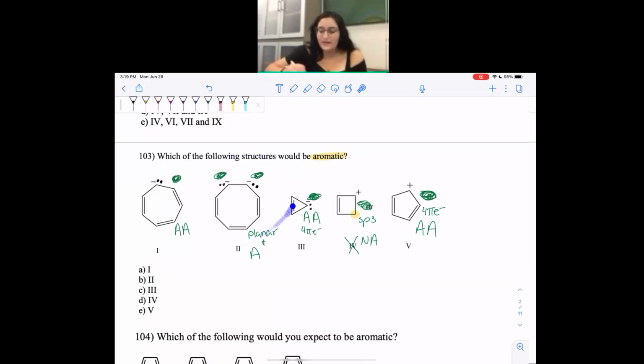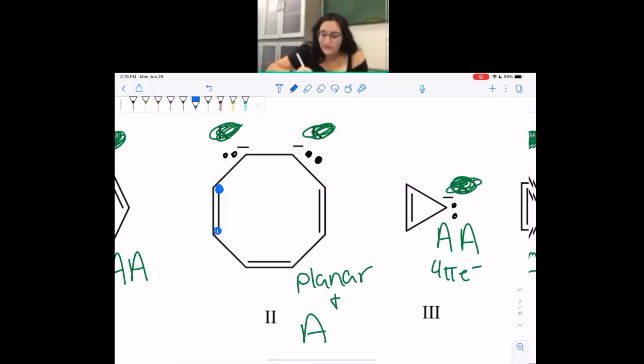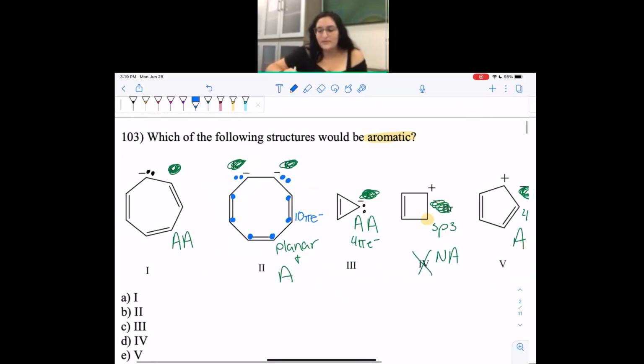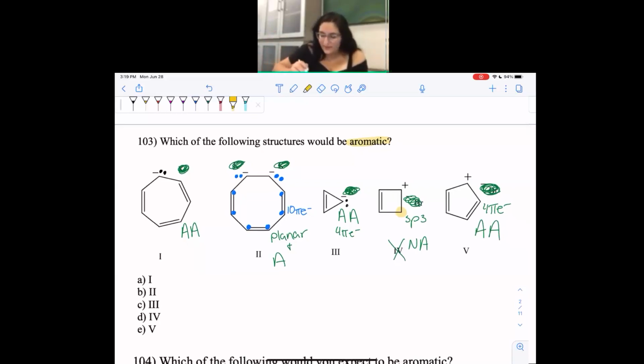Someone asked a question, so let me zoom out. Someone asked how many electrons there would be here. So let's go ahead and count together. We have 1, 2, 3, 4, 5, 6, 7, 8, 9, 10. So we have 10 pi electrons. I know the counting electrons part can be tricky. Just remember each double bond counts for 2 electrons, each lone pair is 2, and a radical is just 1. So the answer here, I realized I didn't highlight it for you, is B, or number 2.